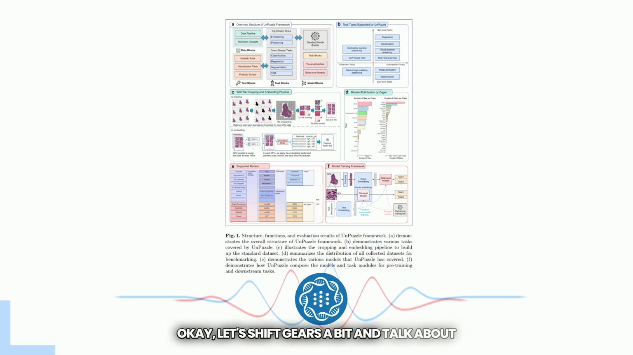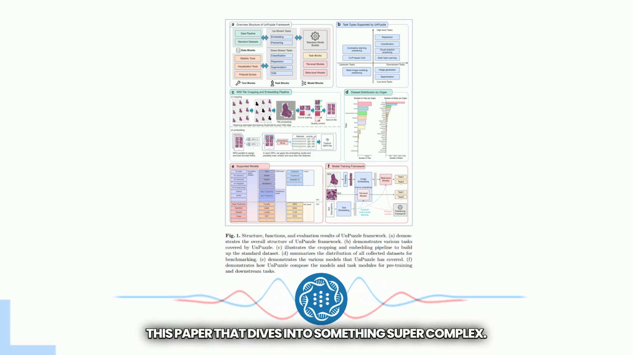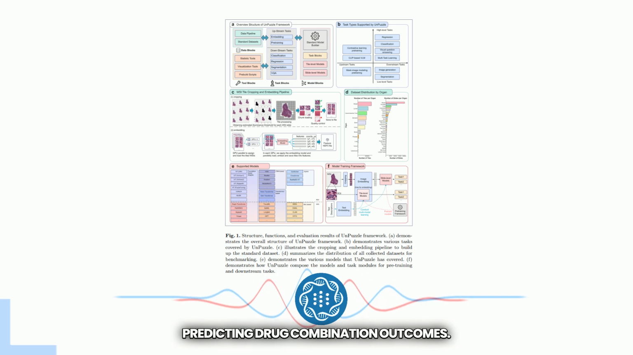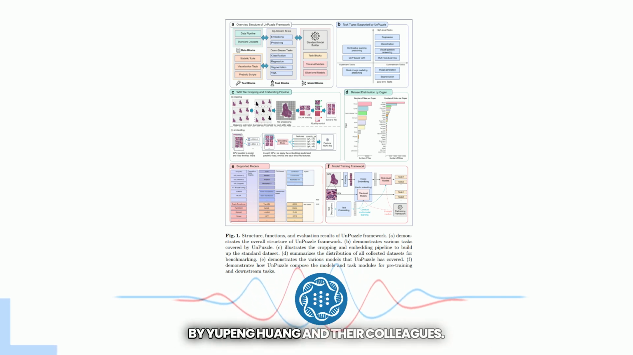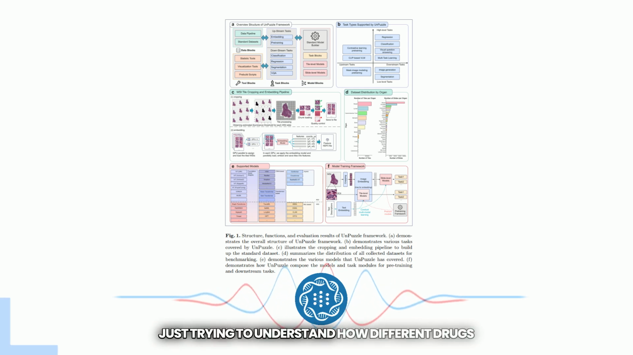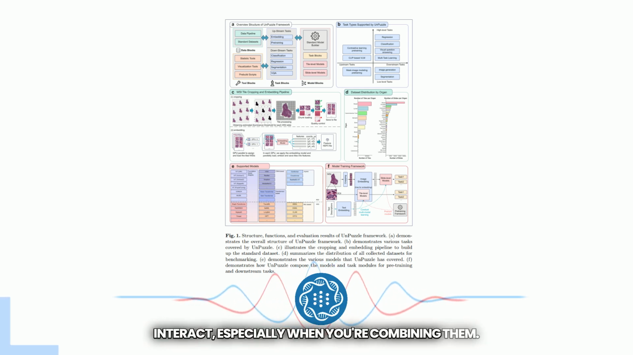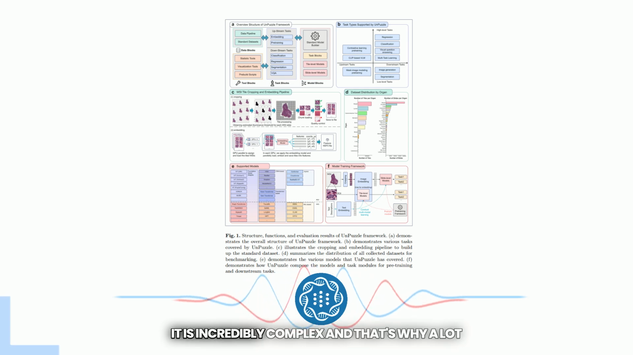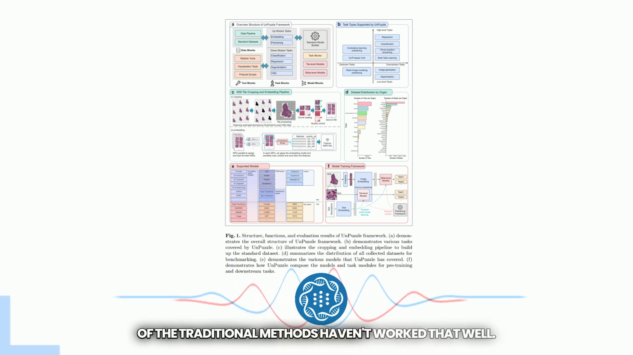Okay, let's shift gears a bit and talk about this paper that dives into something super complex: predicting drug combination outcomes. This is the Madrigal paper, right? By Yupeng Huang and their colleagues. Just trying to understand how different drugs interact, especially when you're combining them. It's mind-blowing. It is incredibly complex, and that's why a lot of the traditional methods haven't worked that well.